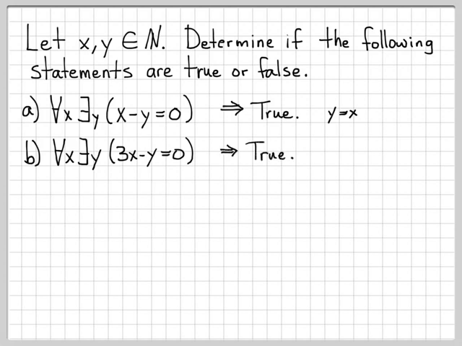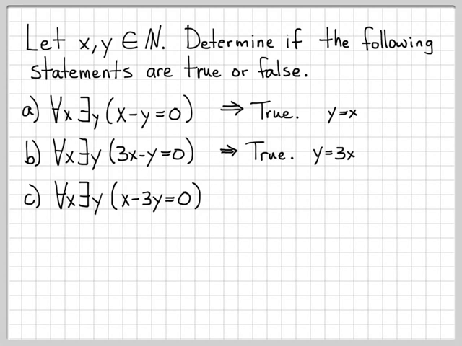So this is always going to be true, and it's true because I would always just pick 3 times x for my value for y to show that there exists a value for y. So this is a true statement. Part C, let's change it just a touch. What about for all x there exists a y such that x minus 3y equals 0?